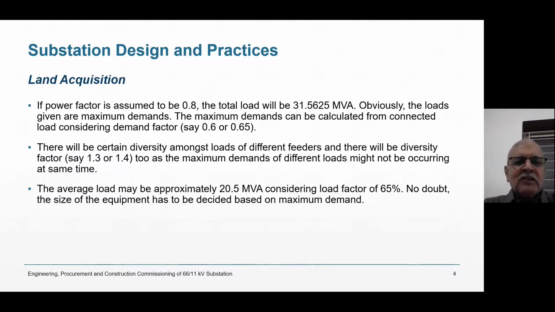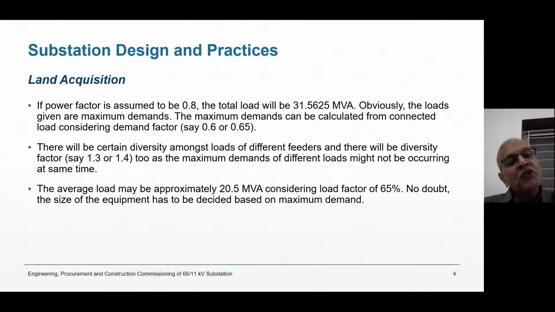Now it is quite possible that you can reduce this from 31.56, because there can be some diversity also. Everybody is not using that maximum demand at the same time. I am using at 4 o'clock and you are using at 5 o'clock. But right now we don't talk about diversity factor, because diversity factor is also a term by itself, and diversity can be arranged, or can be made in many different ways.